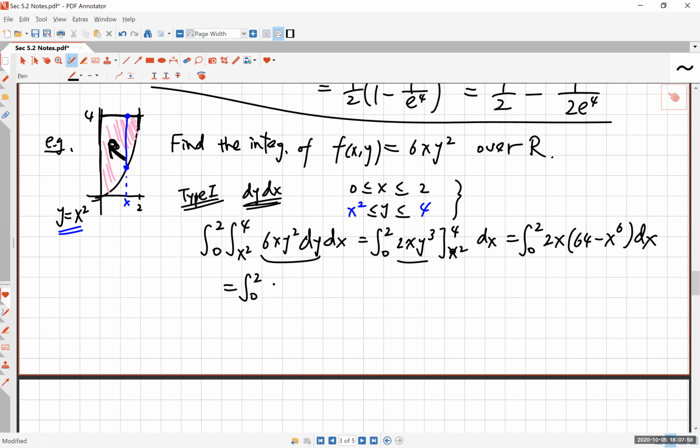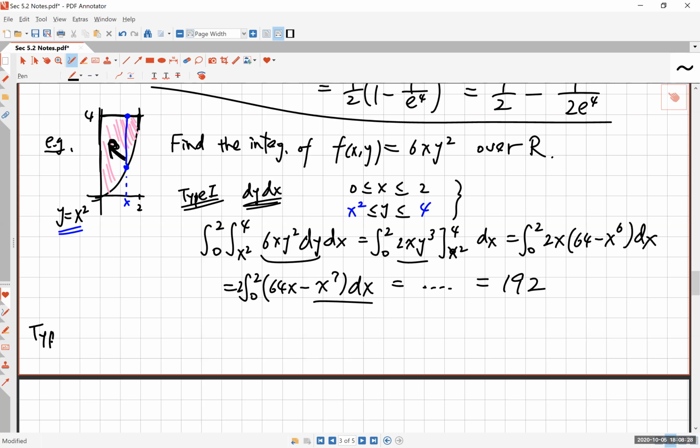Let's take the 2 out here, okay? This becomes 64x minus x to the 7th, dx. I will let you do the rest of this. I think you can easily do this integral because this is a calculus 1 integral. Verify that you get 192. You may want to pause this video at this point. Just make sure you can do this integral and you get 192.